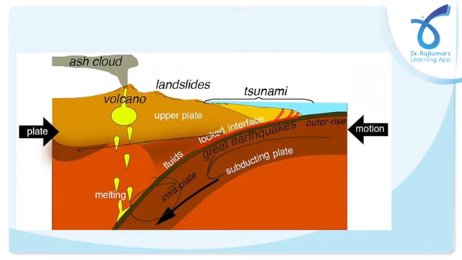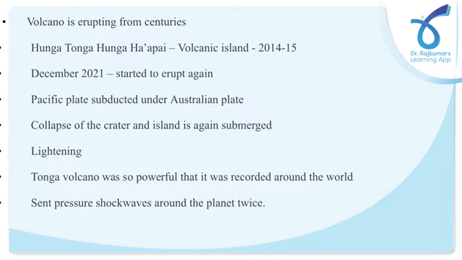And when these volcanoes erupt, there can be landslides. And when these landslides take place under the sea surface, tsunamis can be generated. So this is exactly what happened in the Tonga volcanic eruption. Now we will see what this Tonga volcano is about.